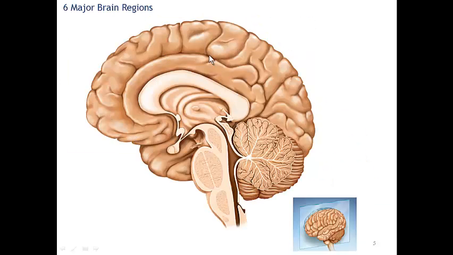Let's take a look at this in more detail. All right, so this area here is the cerebrum. Down here is the cerebellum again. The diencephalon is a part of the brain that involves the thalamus and the hypothalamus. So this area right here is the thalamus, and this area down here is the hypothalamus. And then we have the brainstem, which is right here. The brainstem has three parts: the midbrain, the pons, and the medulla oblongata.